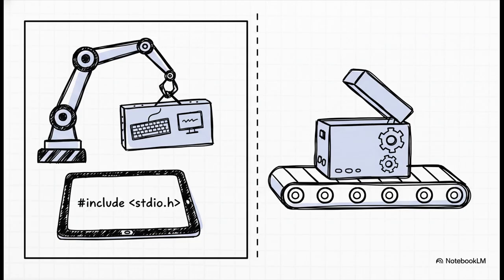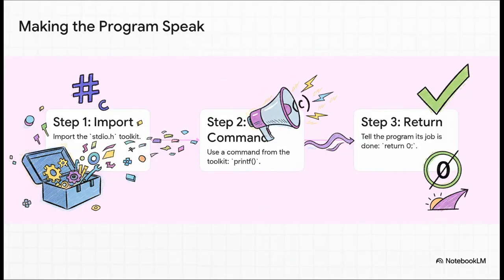Okay, so making our program actually talk is basically a three-step process. Step 1, we import that stdio.h toolkit with our hashtag include line. Step 2, we grab a command from that toolkit, printf, and use it to write our message. And then step 3, we finish up with return 0. You can think of that last part as our program giving a thumbs up to the computer, basically saying, hey, I'm done and everything went off without a hitch.